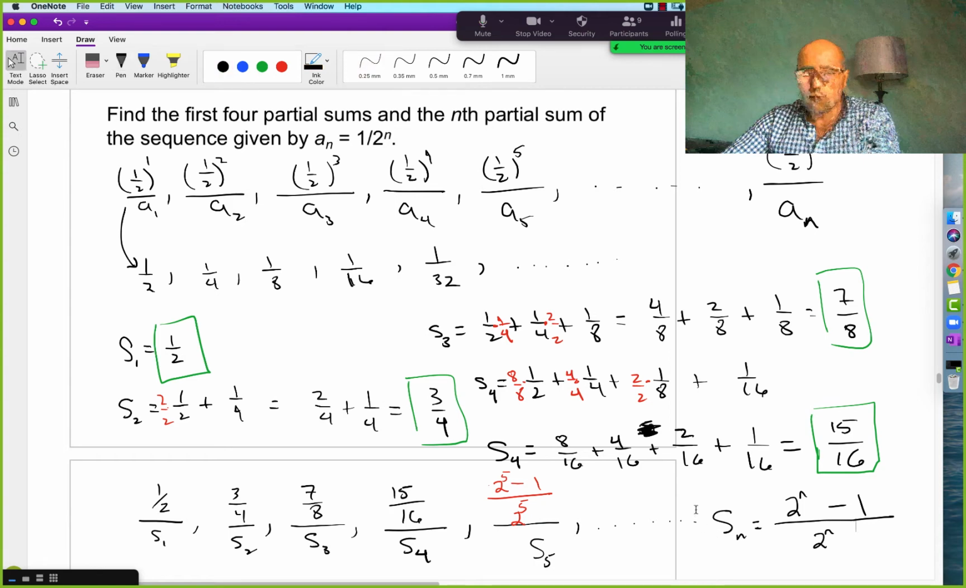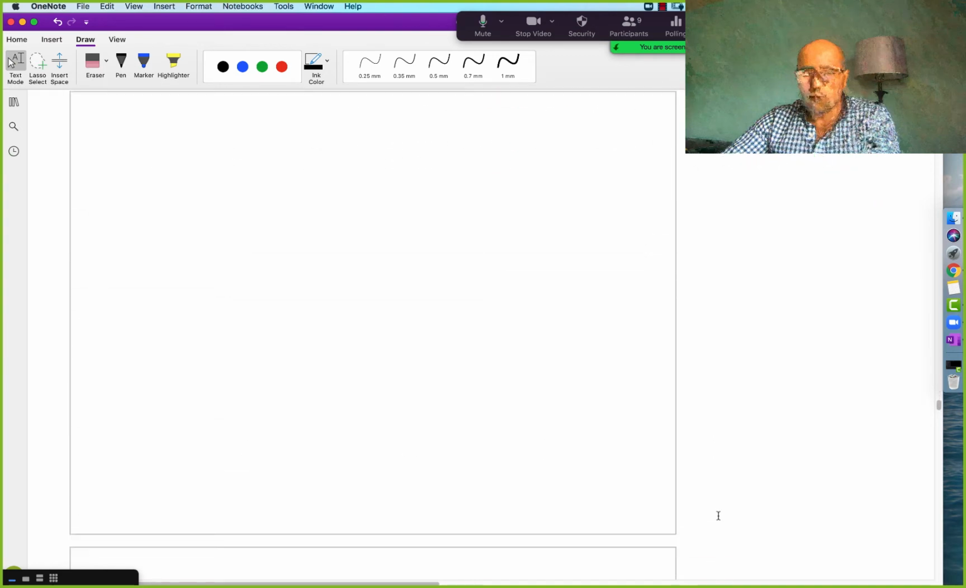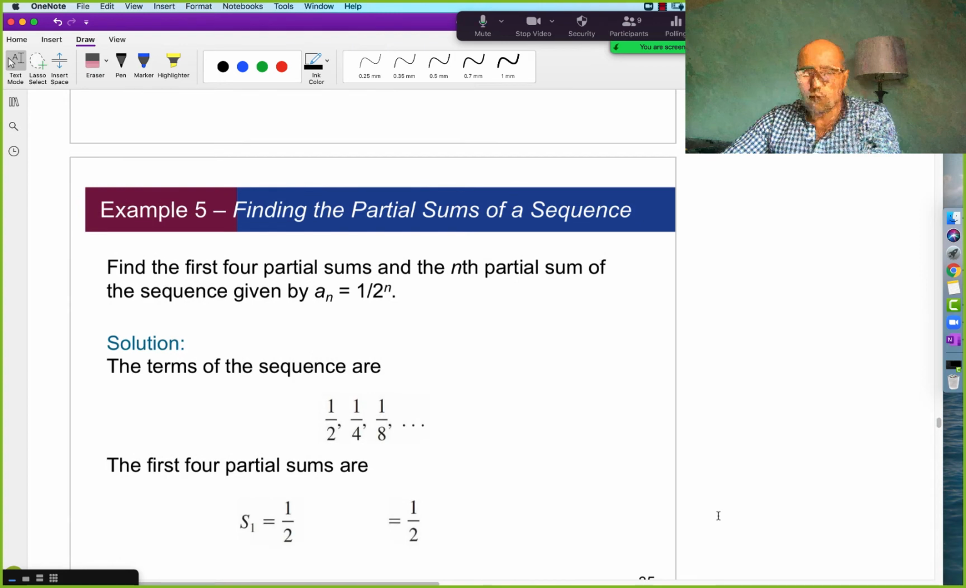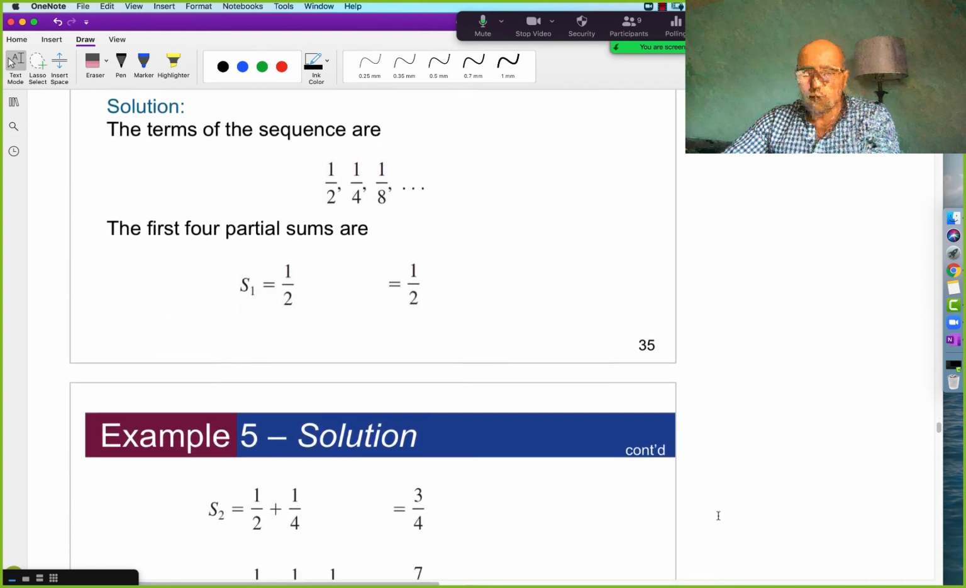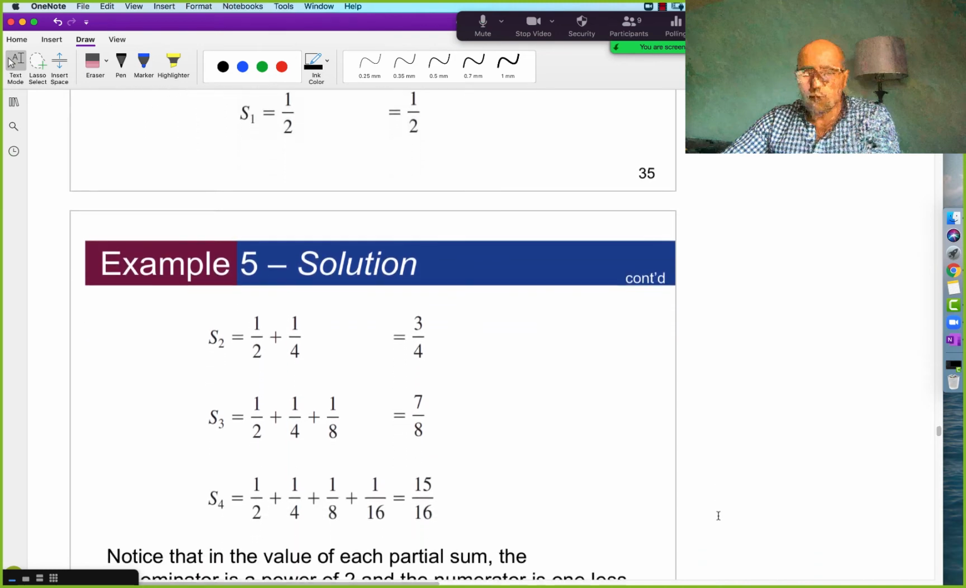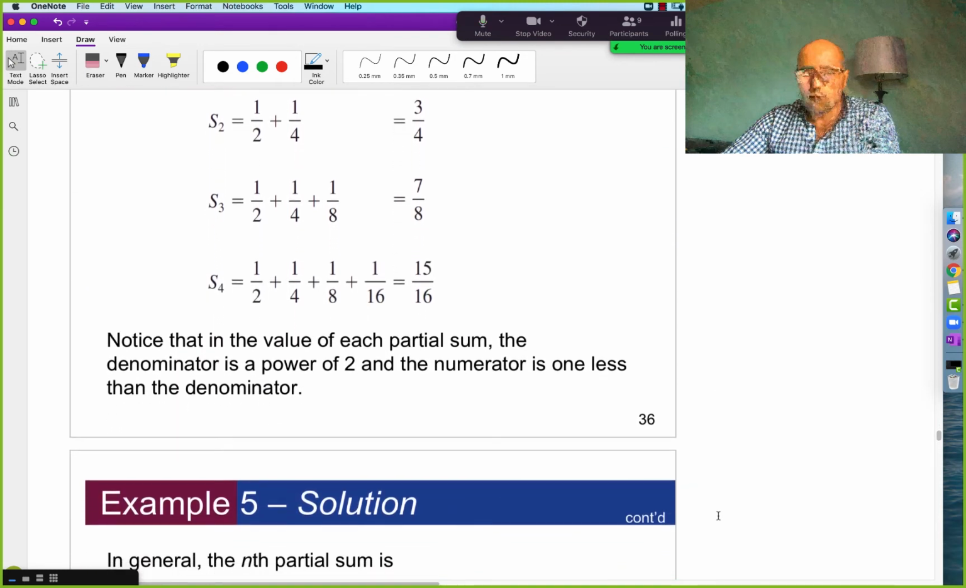Any questions? No? Okay, let's see what the author did. Find the first, okay, so we found that, and then 3/4, and then 7/8, 15/16. Notice the value of the partial sum: the denominator is powers of 2, and then 1 less for the numerator. Okay.